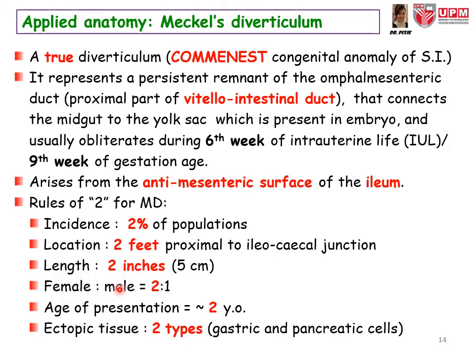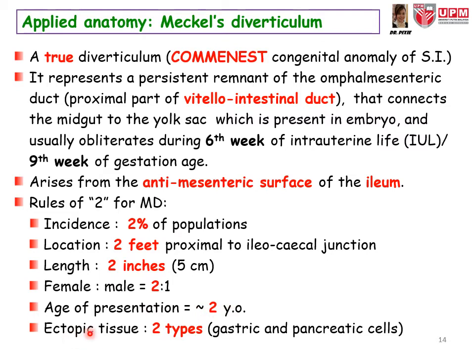For the female and male ratio, remember we start with the longer one. The female to male ratio is 2:1. And the age of presentation is usually about 2 years old.